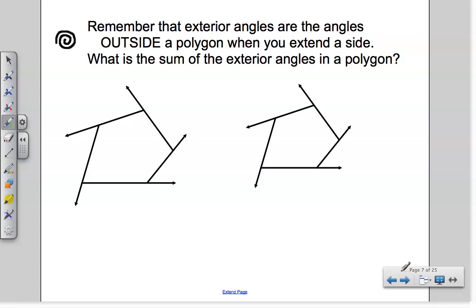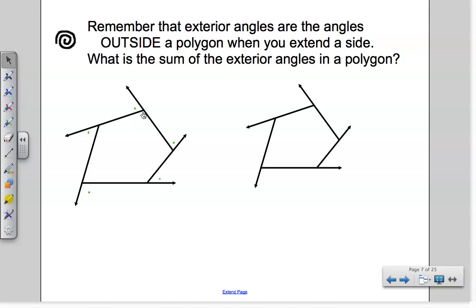And more to do today. We talked about interior angles. Well, we're also going to talk about exterior angles. And remember that an exterior angle is an angle outside of a polygon when you extend a side. So when you draw the line out further from a side, all of these would be called exterior angles. So we're trying to figure out what's the sum or the total of those.